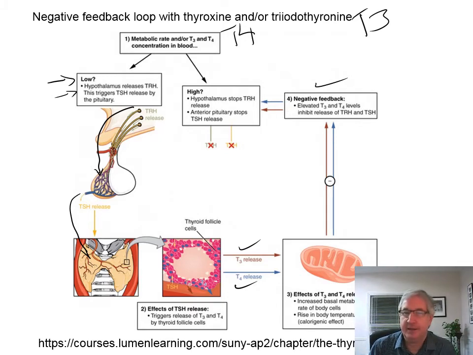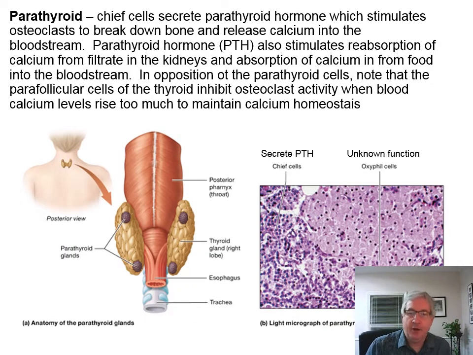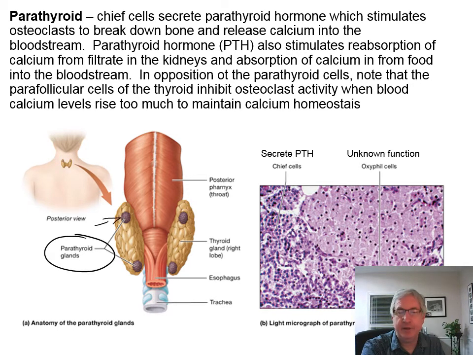All right, next slide. Okay, so we have the parathyroid. These are little glands that are on the back side of the thyroid gland. So here's the parathyroid here, and you got these parathyroid glands. There's 4 of them on the posterior side of the thyroid.